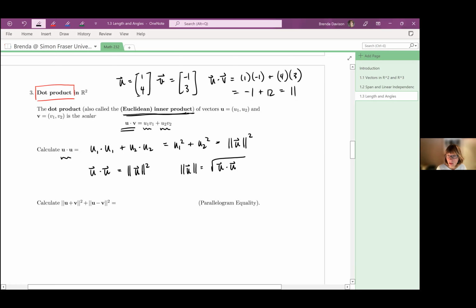Notice something important. We are multiplying together two vectors and we're ending up with a scalar. This always happens. The dot product of two vectors is a scalar. All right, so I'm going to make a calculation here.